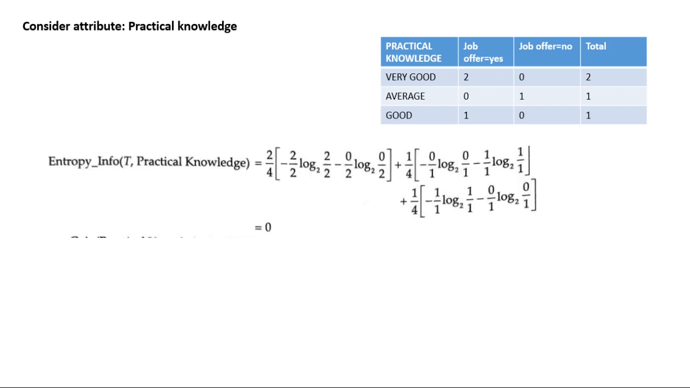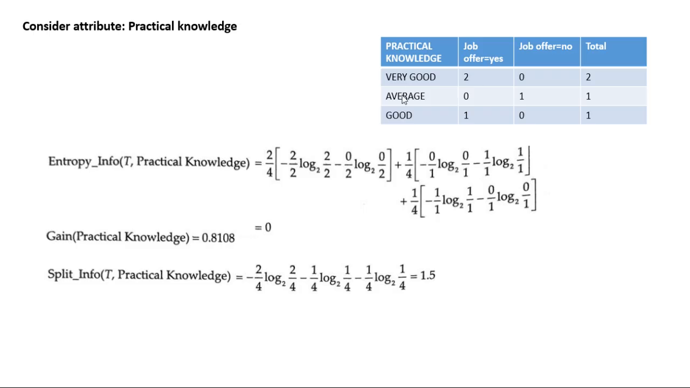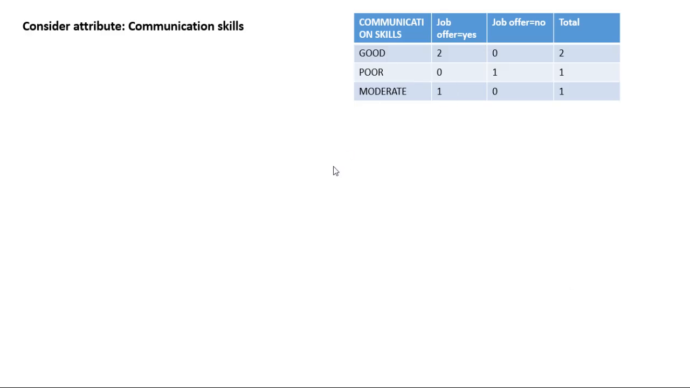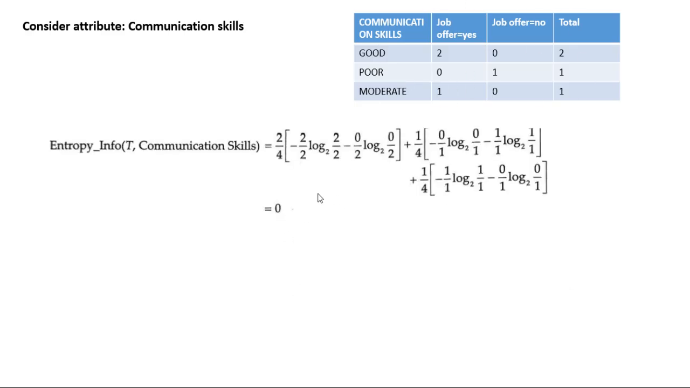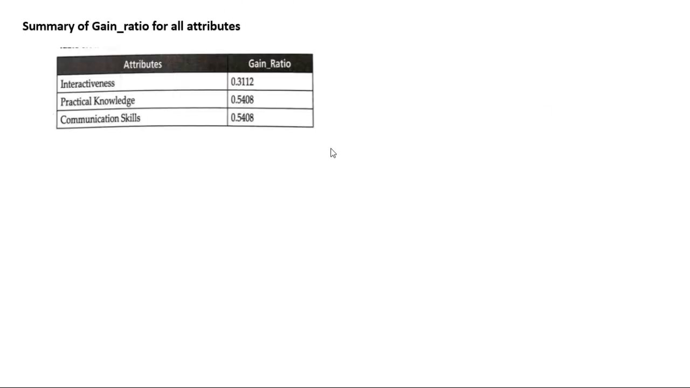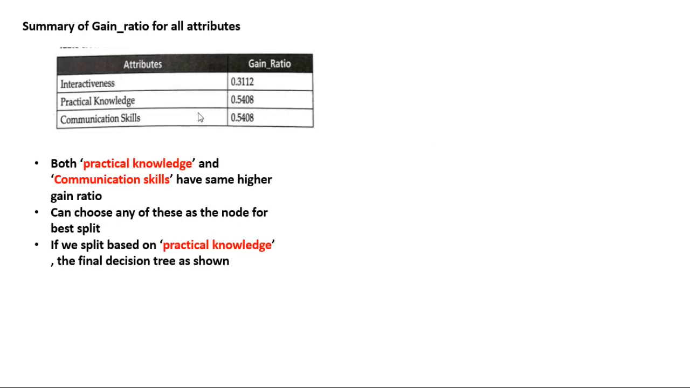Now repeat the same steps for practical knowledge. Make the table, do the calculations, all the 4 different calculations. Now what is important is finally the gain ratio. Now again for the attribute communication skills, come up with a table, find out the entropy information, the gain, the split info, the gain ratio. Now finally I'm summarizing the gain ratio for all the attributes. So for all the attributes, this is finally my gain ratio I've got. So the highest here is 0.5408, and now I can see that there is a tie between practical knowledge and communication skills. You can choose any of these as your next node or for the best split.